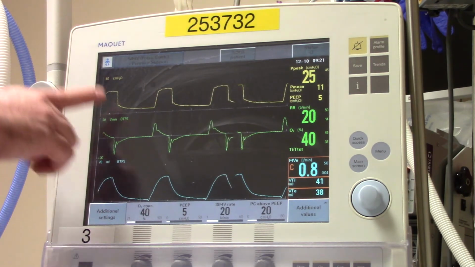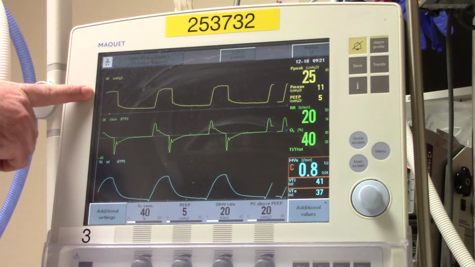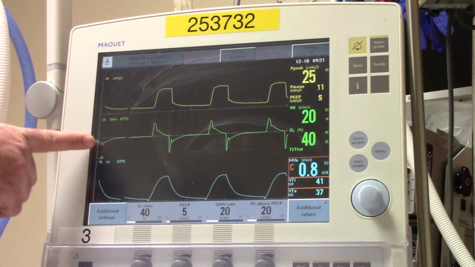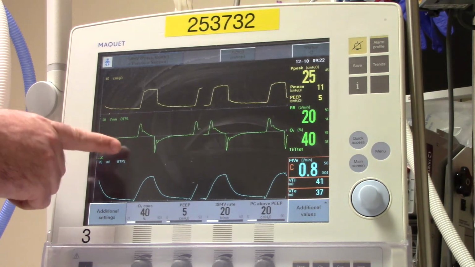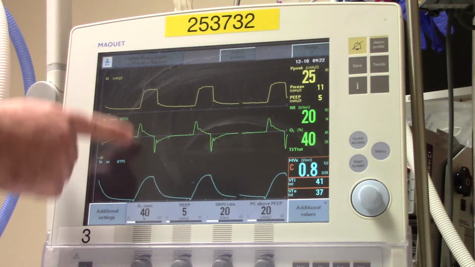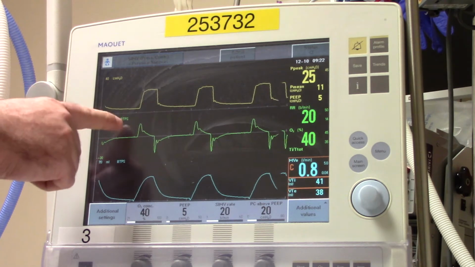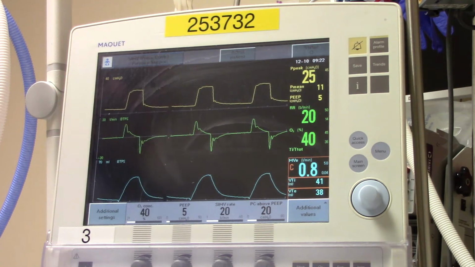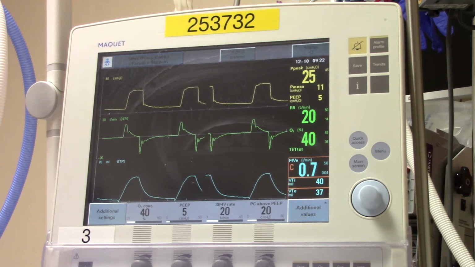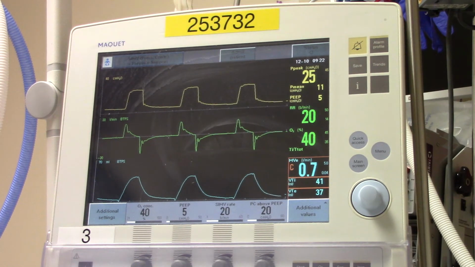Right here we've got the pressure waveform at the top, which represents the pressure in the circuit. You have the flow waveform in the middle that represents the amount of flow going into the patient and out of the patient. Above the line is inspiratory flow and expiratory flow is below the line. This patient's sitting on 25/5 and we have our inspiratory hold inflation therapy ordered.